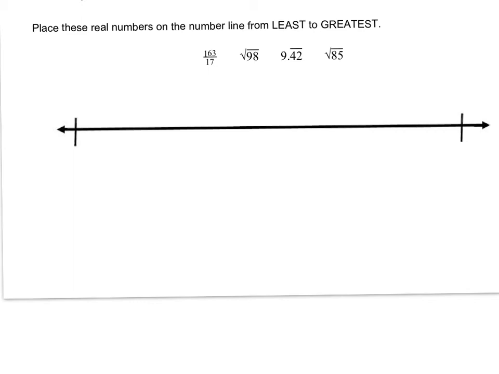Okay, we need to order these numbers from least to greatest. And again, Mrs. Reynolds is tricky, so they're not in the same form. So let's all write them as decimals. So the very first one, I have 163 over 17. Well, as you may recall, when you have that, you can change it by dividing. So in your calculator, you would take 163 divided by 17.